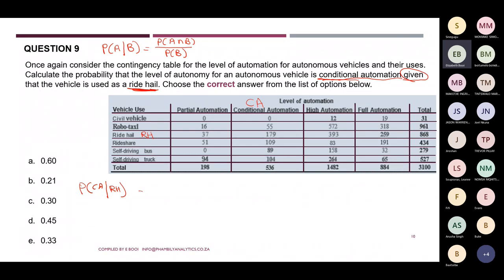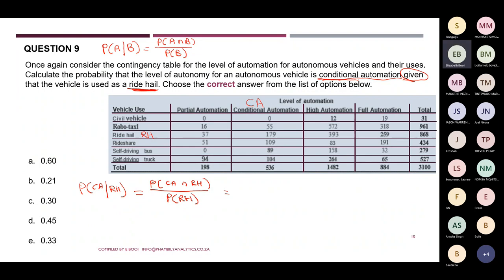So let's see if we can write it in relation to the basic probability equation. It means we need to find the probability of the joint event CA and RH over the probability of RH. Here they didn't give you the probabilities, but they gave you events. You're still going to use observations satisfying the joint event divided by observations satisfying the simple event, the same way, to find the probability.